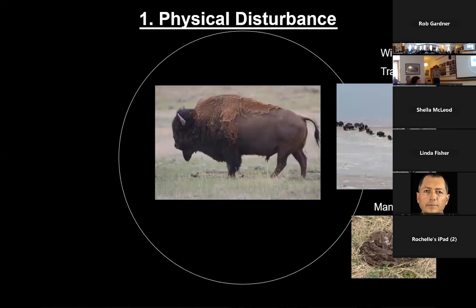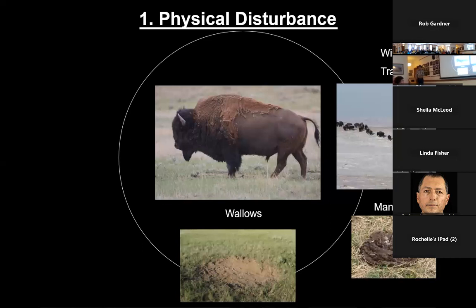Bison manure, or patties, is a pretty significant impact. An average bull like this will drop 10 to 12 of these a day on the landscape. This one was used by a robin as a listening post while she hunted for insects around it. Bison wallows, we'll get into these in a lot more detail. It's one of Joanne's and my favorite things to look at when we're out on the bison refuge.